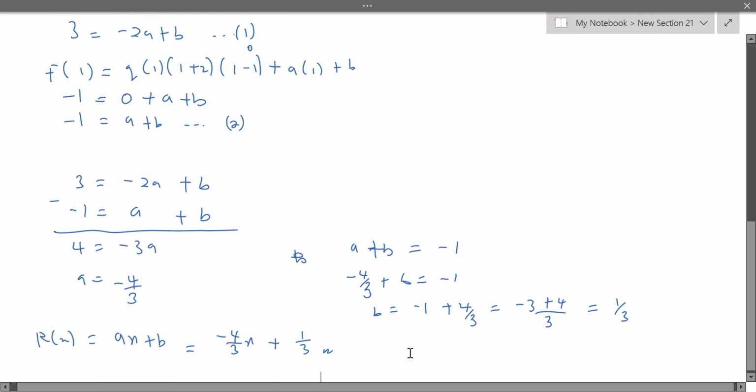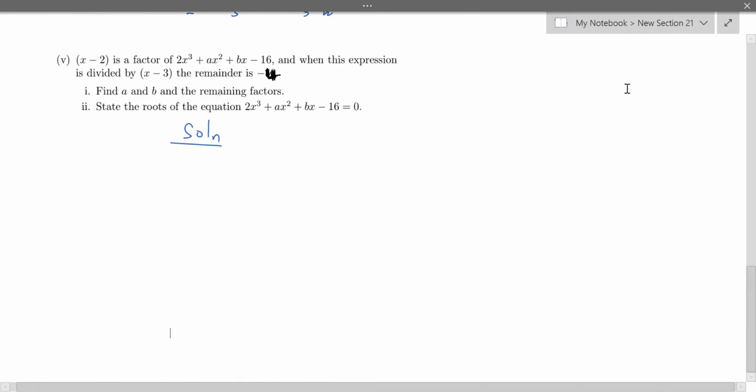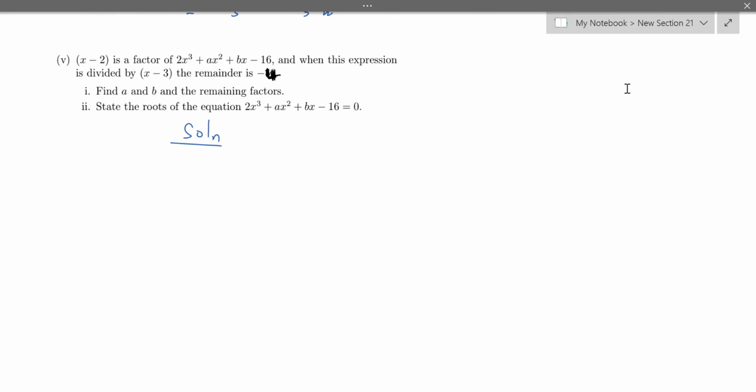So let's look at example 2. Example 2 says s minus 2 is a factor of 2s cubed plus as squared plus bs minus 16, and when this expression is divided by s minus 3, the remainder is minus 4. Find a and b and the remaining factors and state the roots of the equation. You can pause this video, try to attempt it, then continue watching to see if what you got is what I get.